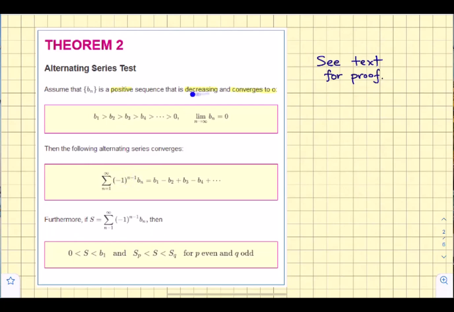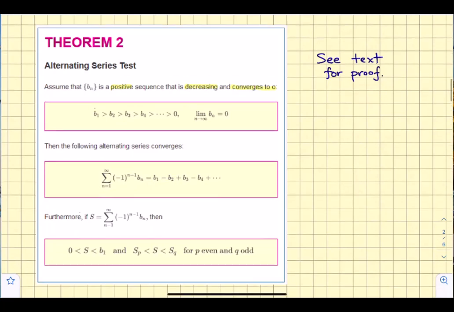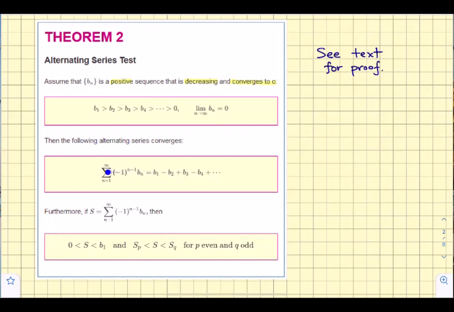They must be decreasing, and they have to decrease all the way to 0. If that's true, then we have convergence of this alternating series. If these three conditions are true, then the alternating series converges. This is something about an error bound that we don't really need to concern ourselves with. This is really what we want right here.